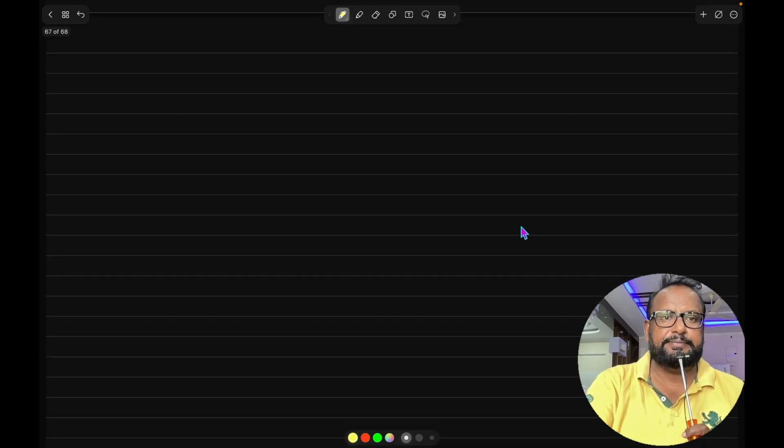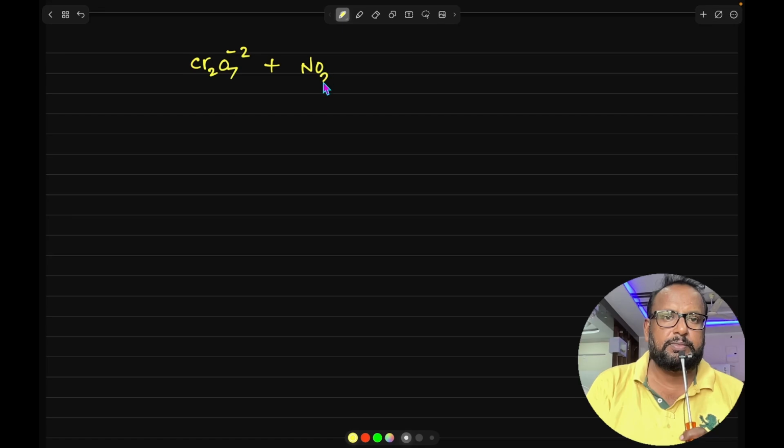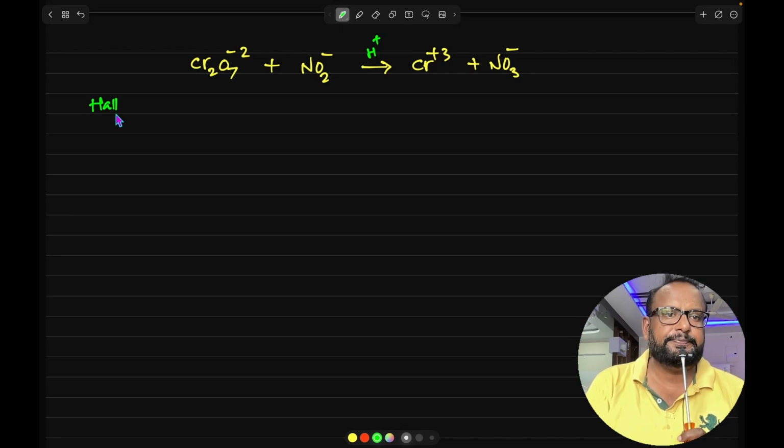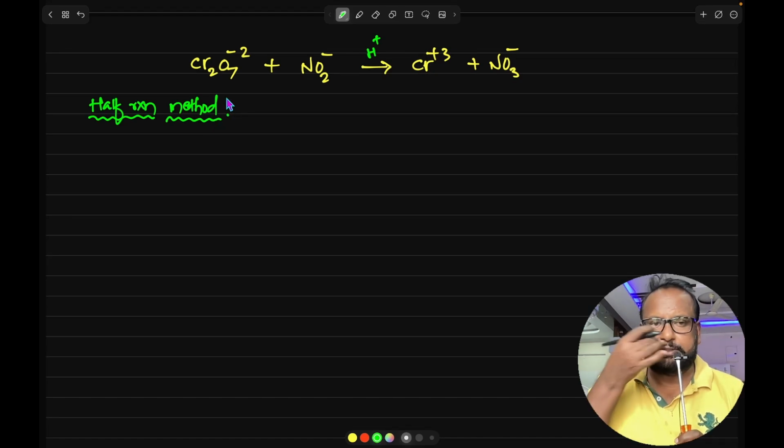Now we'll see one reaction, that is Cr2O7 2- reacts with NO2- to give Cr3+ plus NO3-. This reaction needs to be balanced in an acidic medium. So for this we use the half reaction method, where we split the reaction into 2 half reactions and balance them.